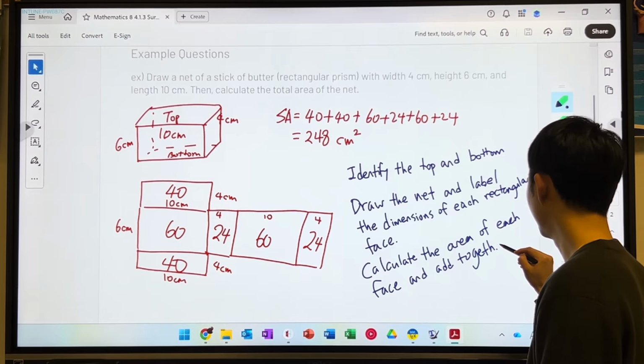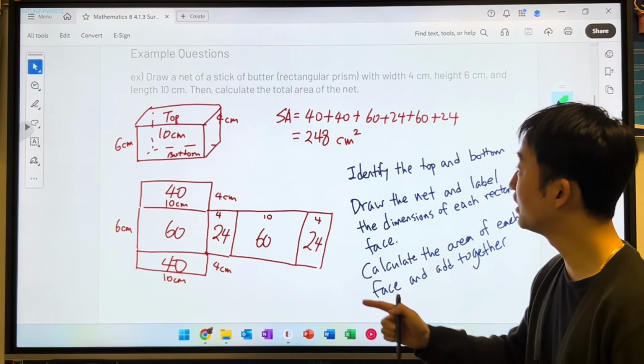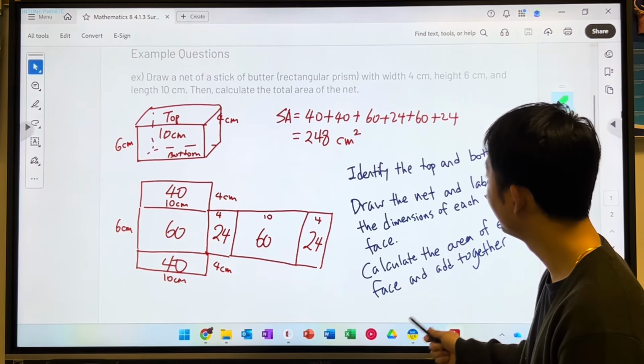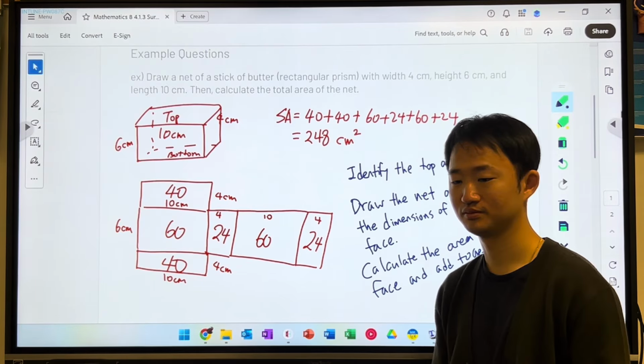The adding together part is the easiest part. Calculate the area of each rectangle, which is length times width, and then we add together to get the surface area of this rectangular prism.